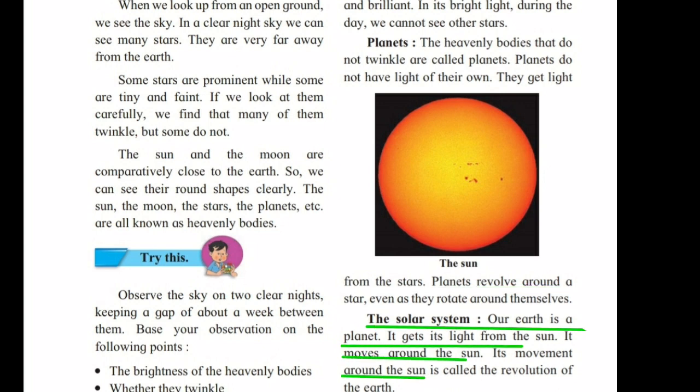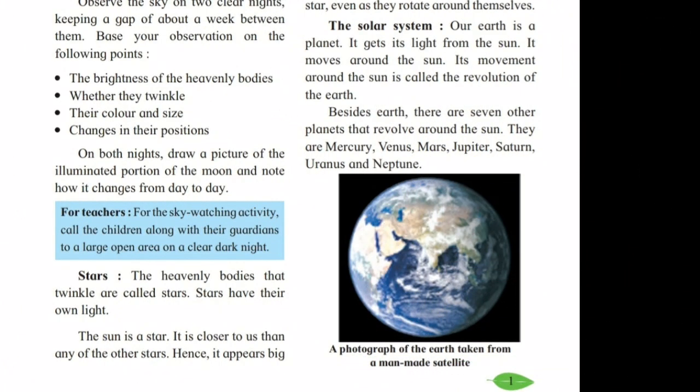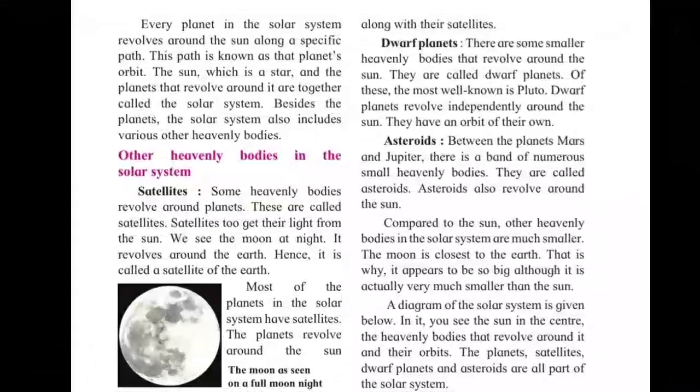The solar system. Our Earth is a planet. It gets its light from the sun. It moves around the sun. Its movement around the sun is called the revolution of the Earth. Besides Earth, there are 7 other planets that revolve around the sun. They are Mercury, Venus, Mars, Jupiter, Saturn, Uranus, and Neptune.